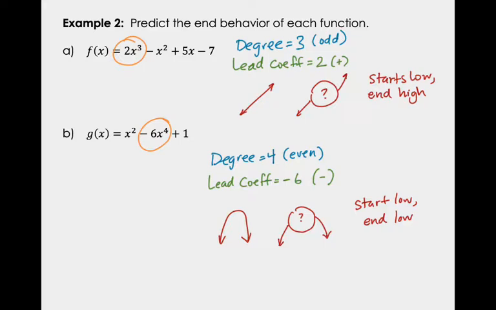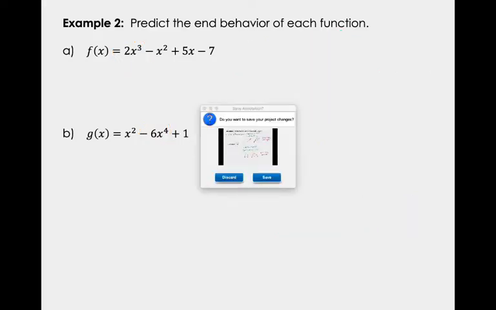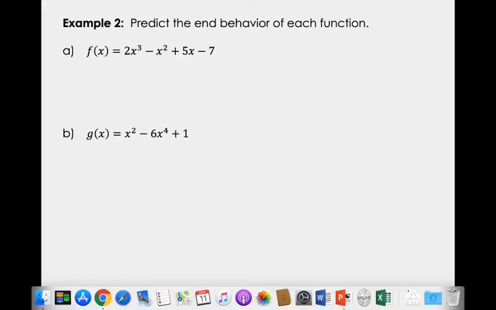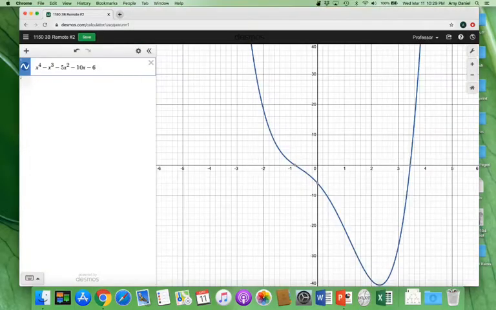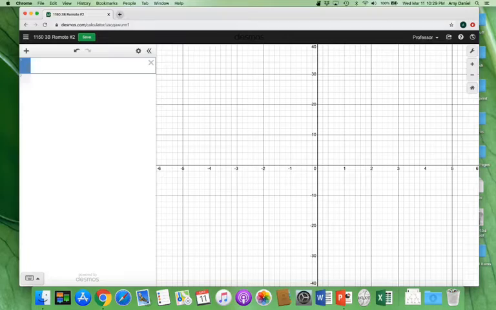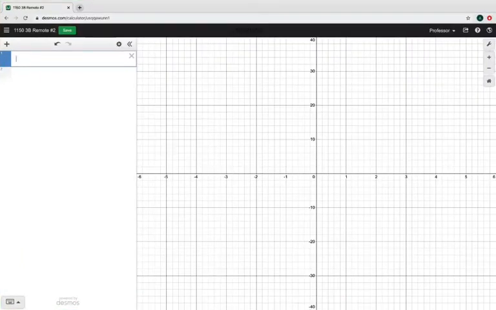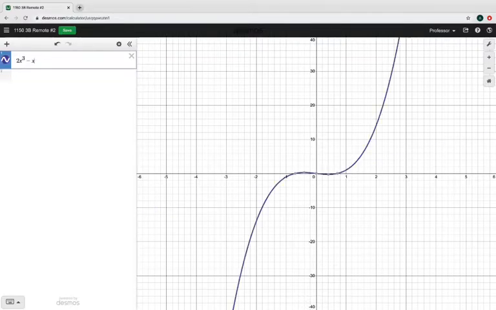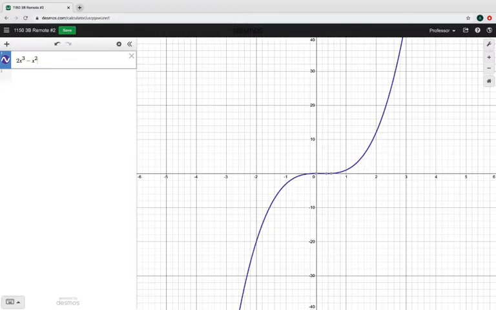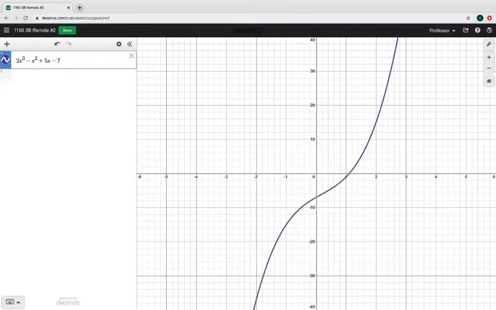Okay, so let's go over to Desmos. I'm going to clear out this one. All right, what was our first one? It was 2x cubed minus x squared plus 5x minus 7. That one didn't wiggle around hardly at all. It's even a little steeper than x. It didn't even flatten out as much as x cubed. But we were right. We predicted that it was going to start low and end high, just like a line with a positive slope.